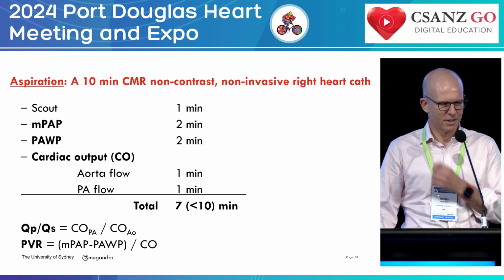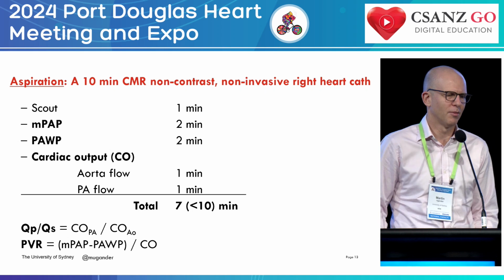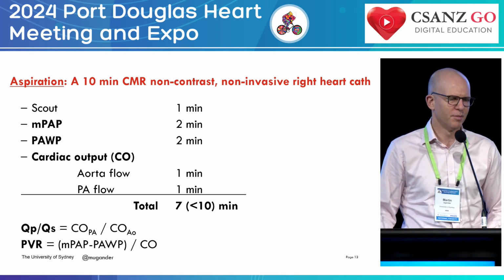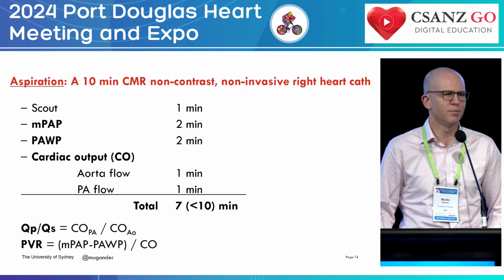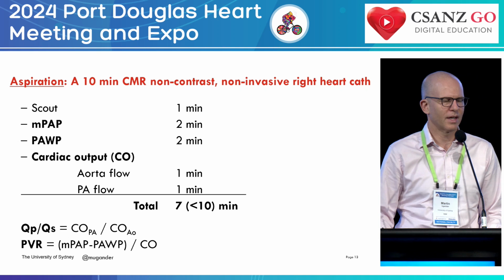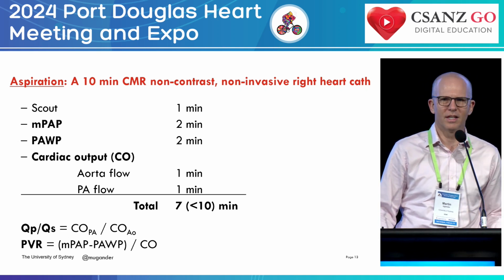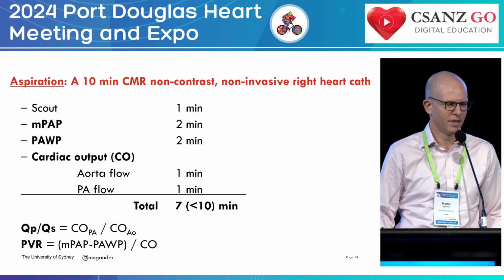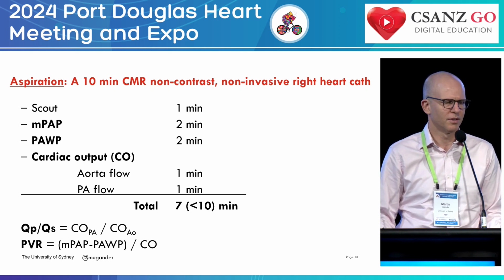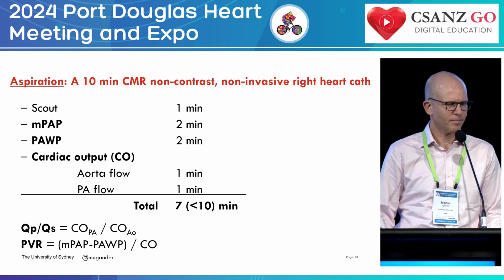So we have an aspiration, a 10-minute cardiovascular MR, non-contrast, non-invasive right heart cath. We take a minute to position our images. We acquire, during 2 minutes, the mean PA pressure, during 2 minutes, the wedge pressure. We take a minute each to acquire the cardiac output in the aorta and the PA flow. In total, that's 7 minutes. Let's just call it less than 10 for summary. And we get the QP:QS by the cardiac output in the PA and the aorta, and we get the pulmonary vascular resistance as the difference between PA pressure and wedge pressure divided by cardiac output.